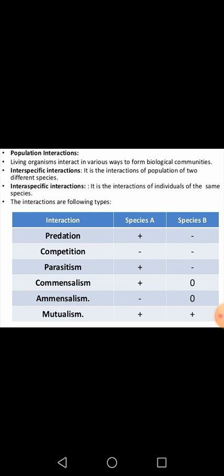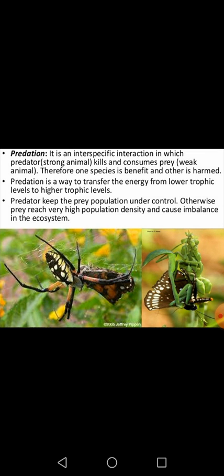In the first one, predation, only one species is benefited while the other species is harmed. In competition, both of the species are harmed. In parasitism, one species is benefited and one is harmed. In commensalism, one species is benefited, but there is no impact on the other population; it is neither benefited nor harmed. In amensalism, one species is harmed and there is no impact on the other species. In mutualism, both of the species interacting with each other are benefited. Now, initially I am talking about predation.